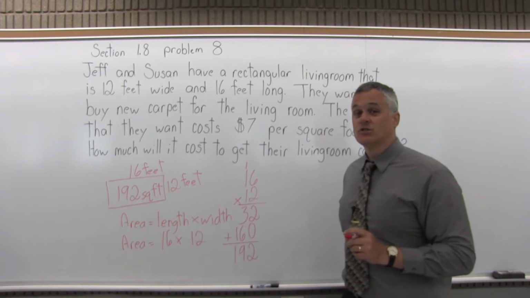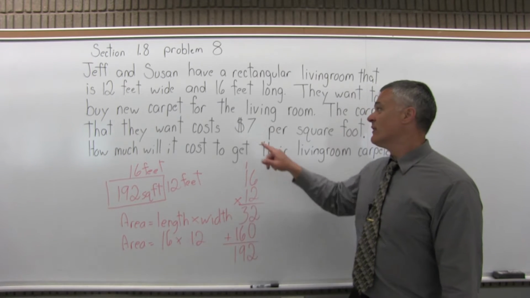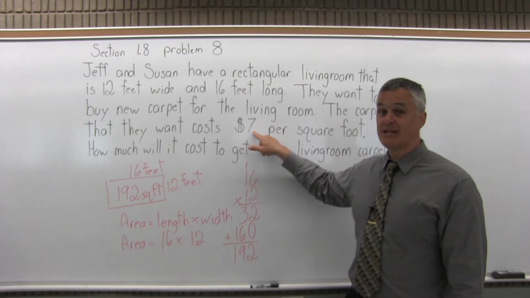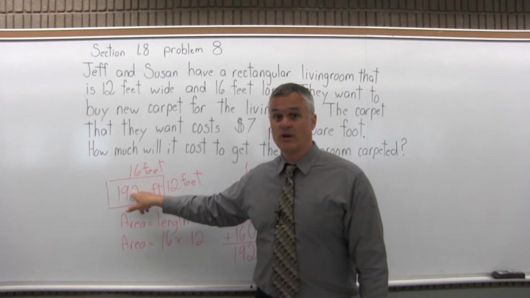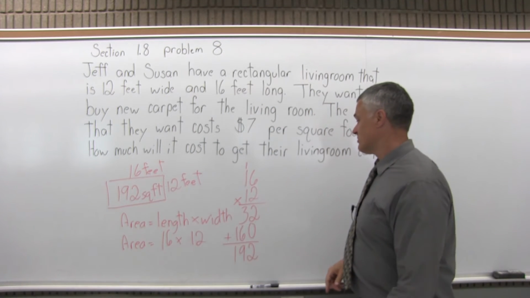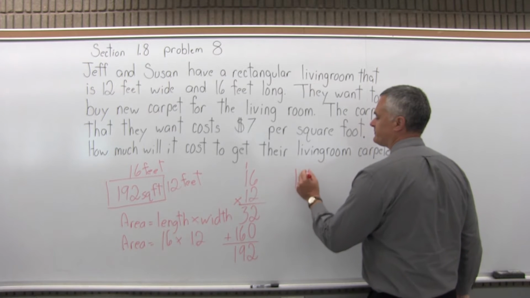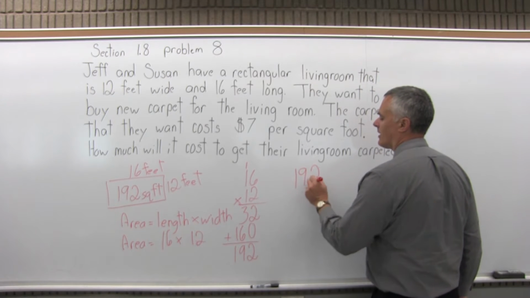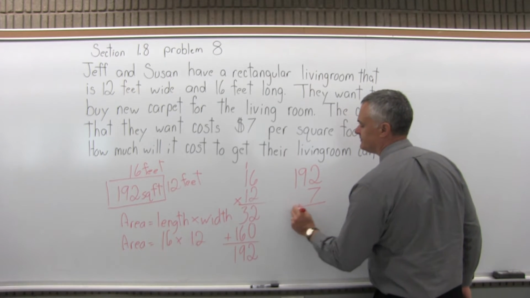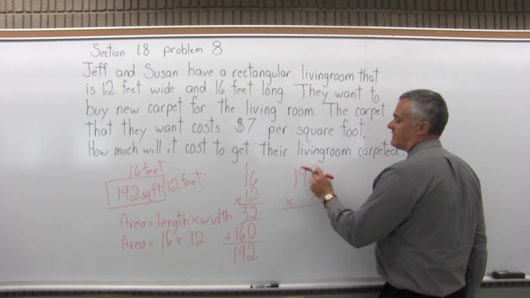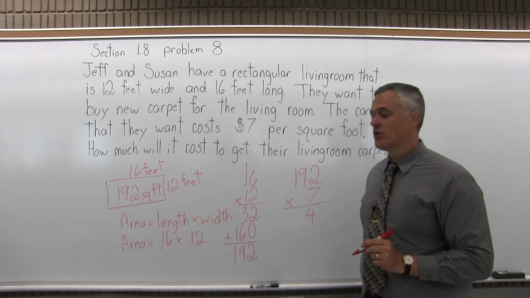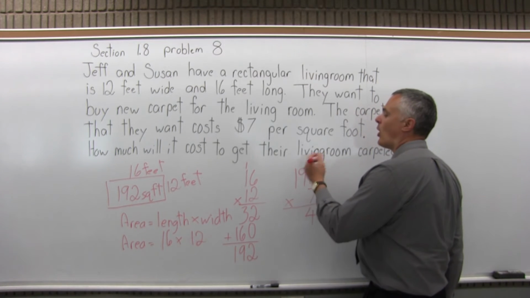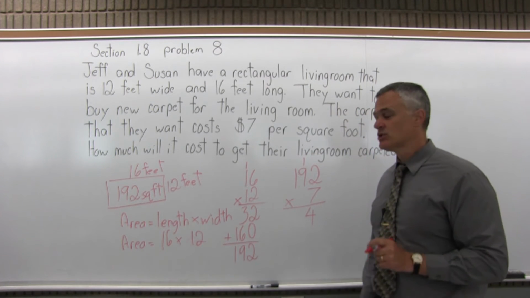Now, that's not the answer yet. Each square foot will cost $7. So now we have to multiply the 192 square feet times the $7 per square foot. So 7 times 2 is 14. I'll put the 4 from the 14 under the column of digits that I'm working on, carry the 1 from the 14 to the top of the next column.